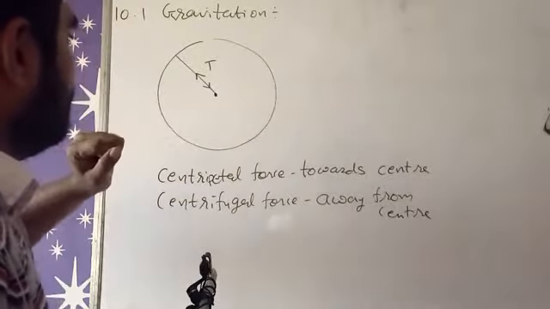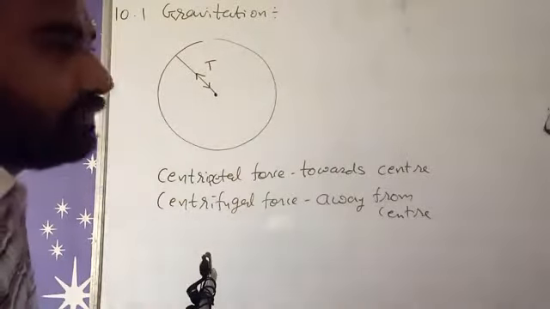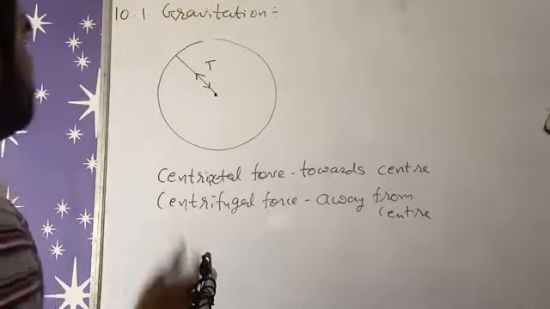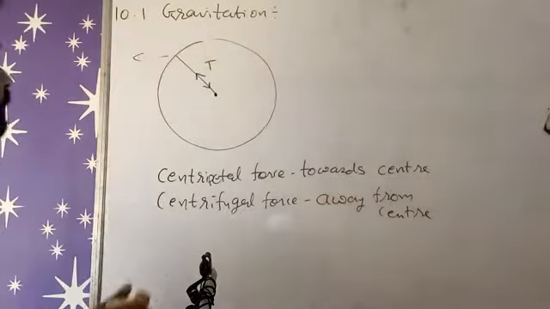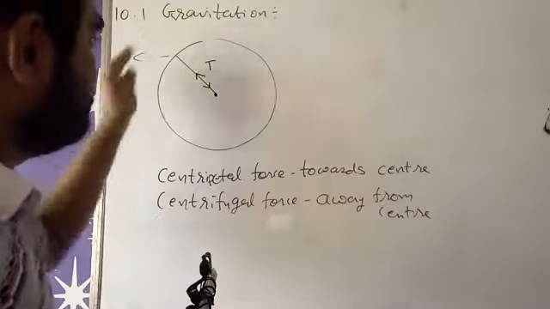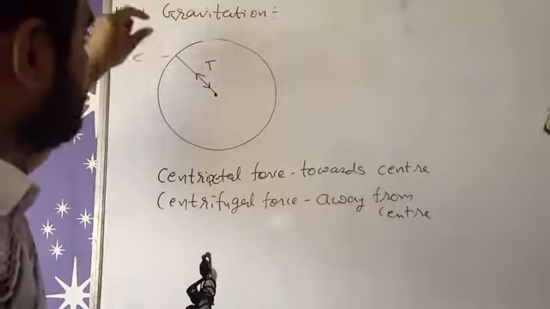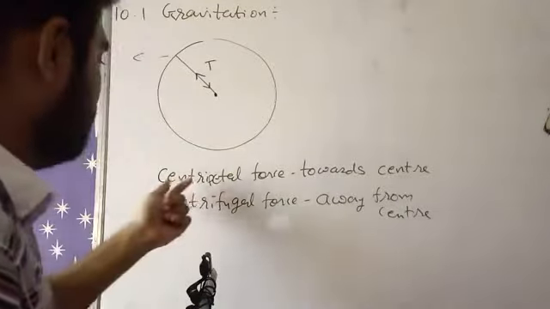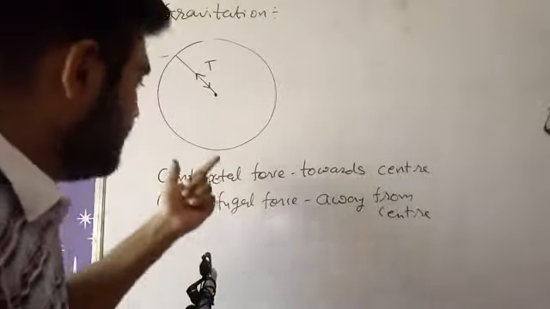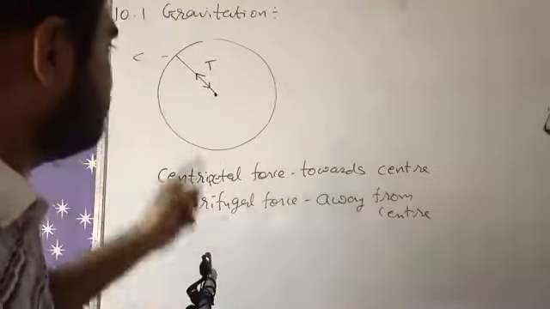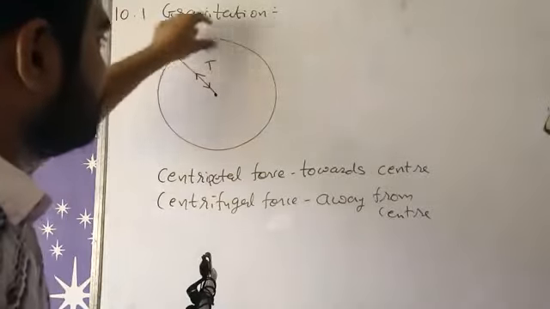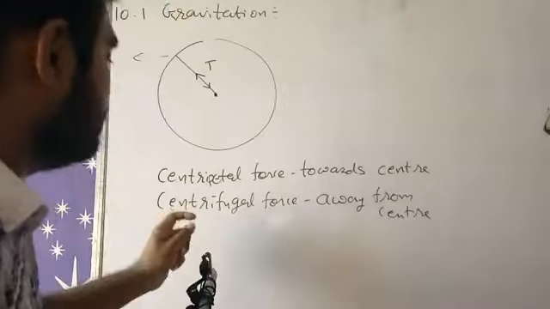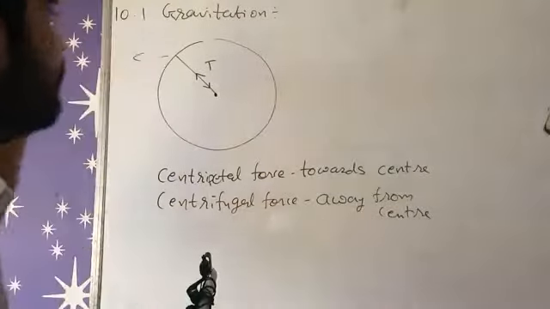Now if this stone is free from this string, what happens? That stone is just thrown far away from this circle. So why is that stone moving away from the circle? Because of the centrifugal force. Now there is no centripetal force. Centripetal force is only due to that string. That's why it is joined with that string and rotating. But if we remove that centripetal force, we have only centrifugal force, which is away from the center.